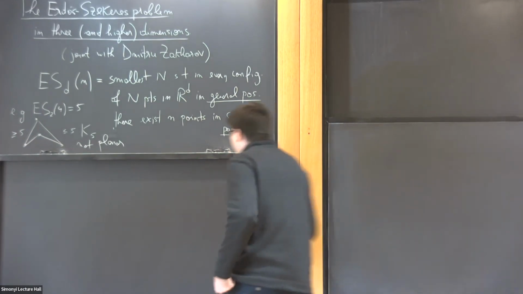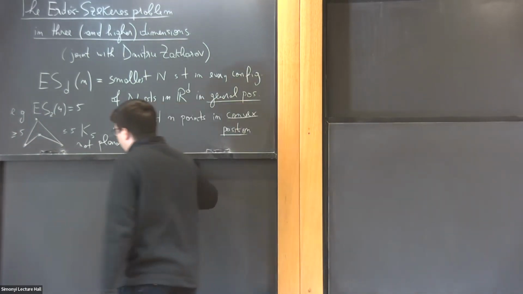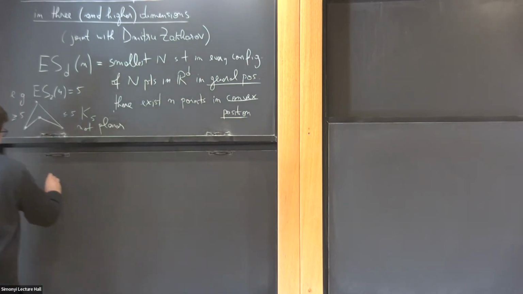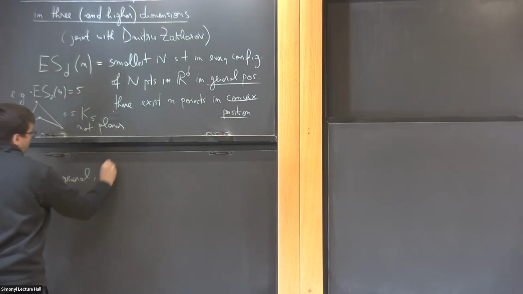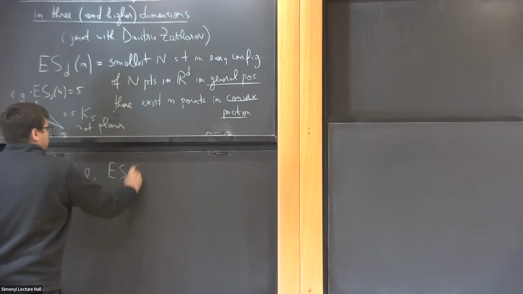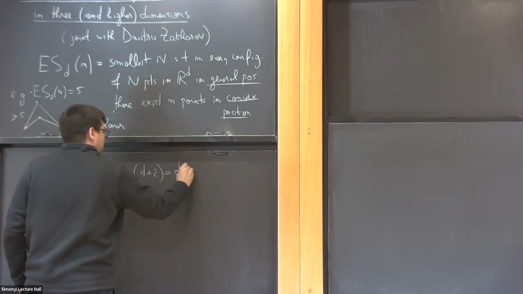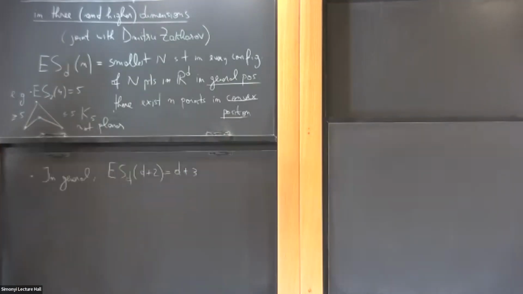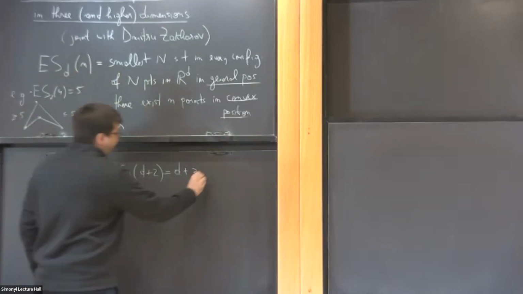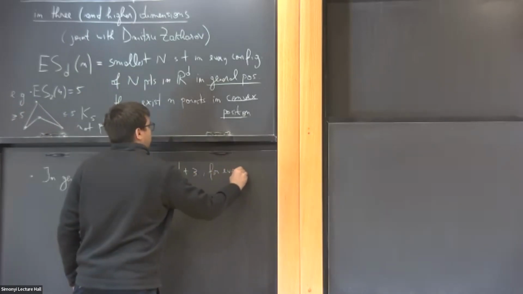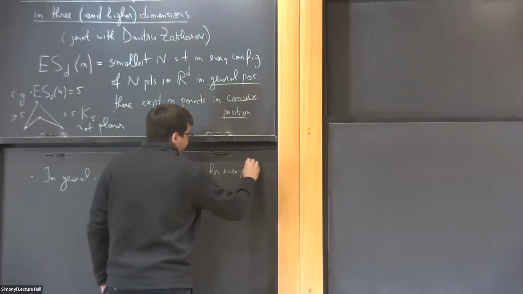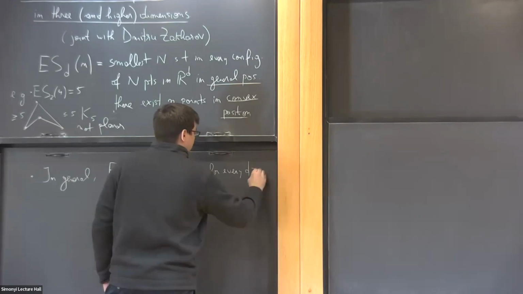Okay, a bit more generally, in d dimensions, it's always enough to consider d plus 3 points. Among them you always have d plus 2 in convex position. This is true for every d.